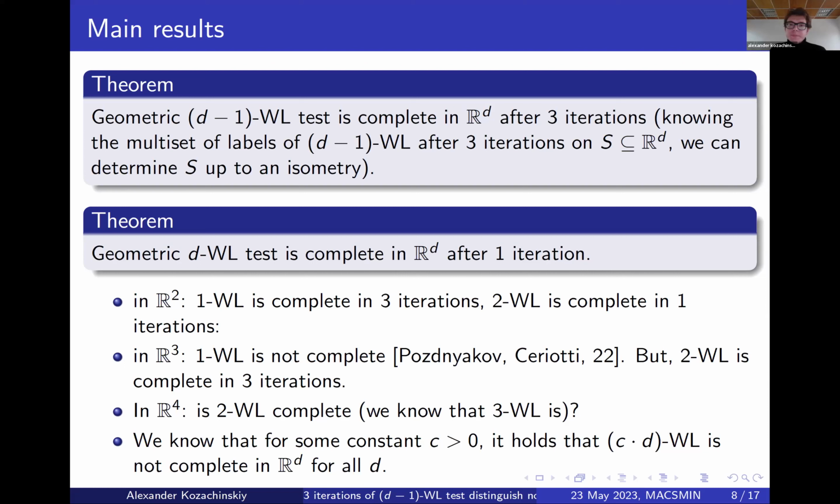So on the plane, you just need to have these labelings of nodes. But we only know that it's complete in 3 iterations, and 2WL is complete in 1 iteration.